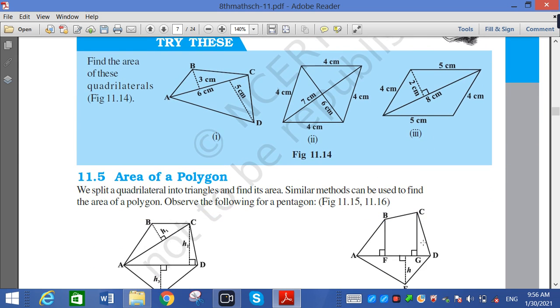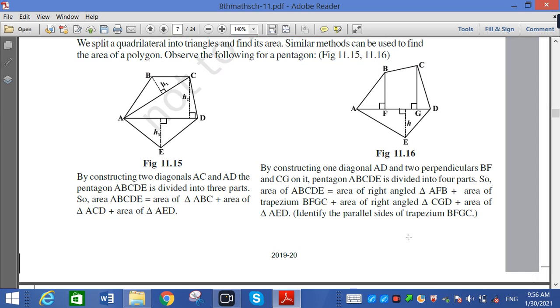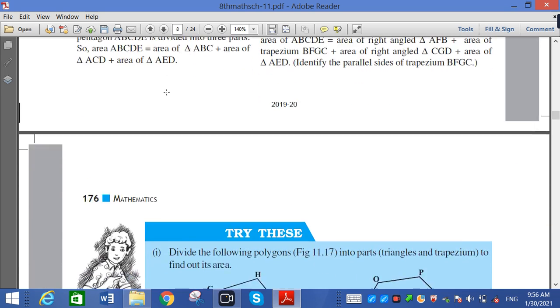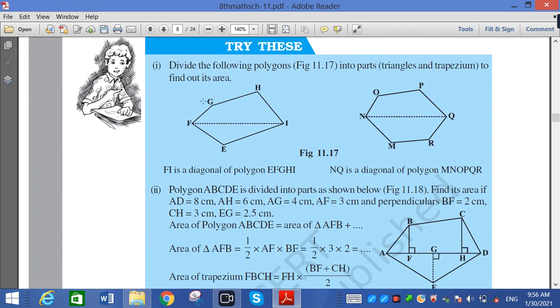Now area of polygon. So different figures are there in which we can add triangle, rhombus, rectangle, that type of figure.